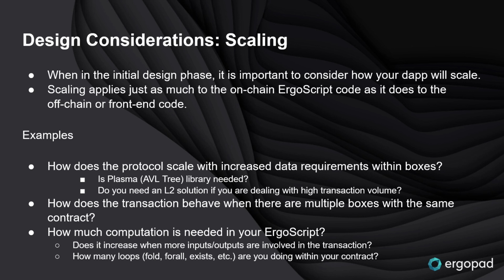How does the transaction behave when there are multiple boxes with the same contract? So, for example, if some transaction consists of inputs only of boxes of the same contract, are you writing your Ergoscript such that you know to use all of the boxes in the inputs, or are you only checking one box with the same contract? Because this can mess up the logic in your code.